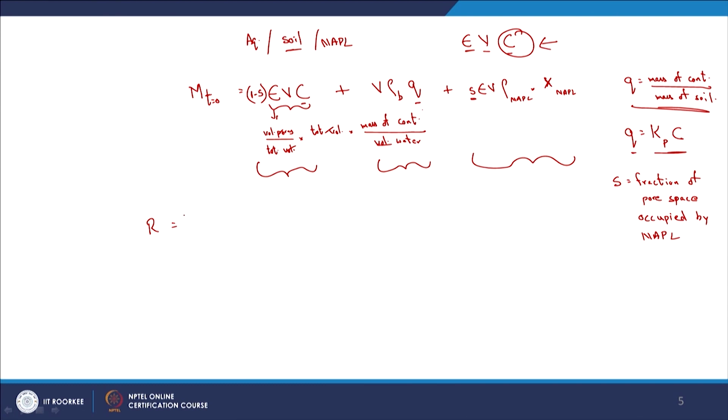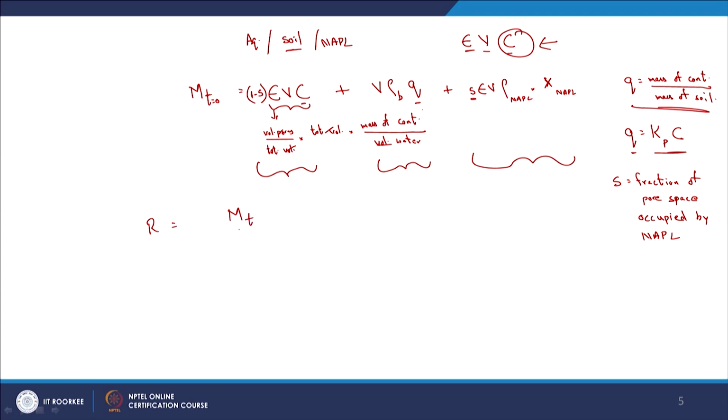So in this context we look at the retardation factor, which affects your ability to pump stuff out or such, right. And what is that? That is nothing but M total by the mass of contaminant that is dissolved, right. So that is nothing but equal to M total by epsilon V C naught, depending on how we are terming that. So this is what we have.